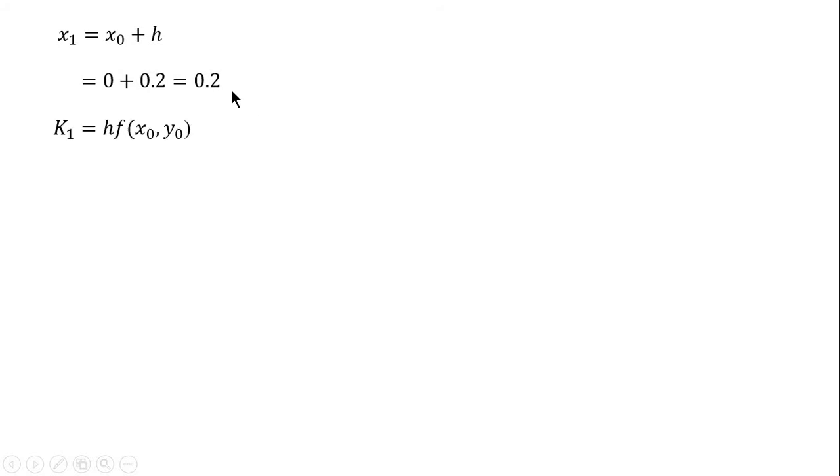Let us find k1 using the formula h into f of x0 y0. You know f of xy is nothing but the function y plus e raised to x, that is y0 plus e raised to x0. Substitute x0 and y0 in this equation. We get the value of k1.